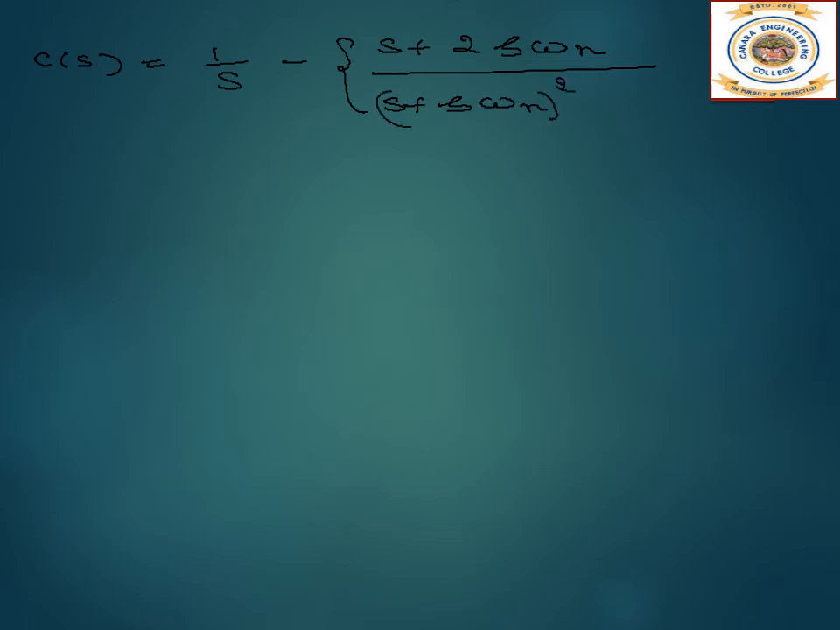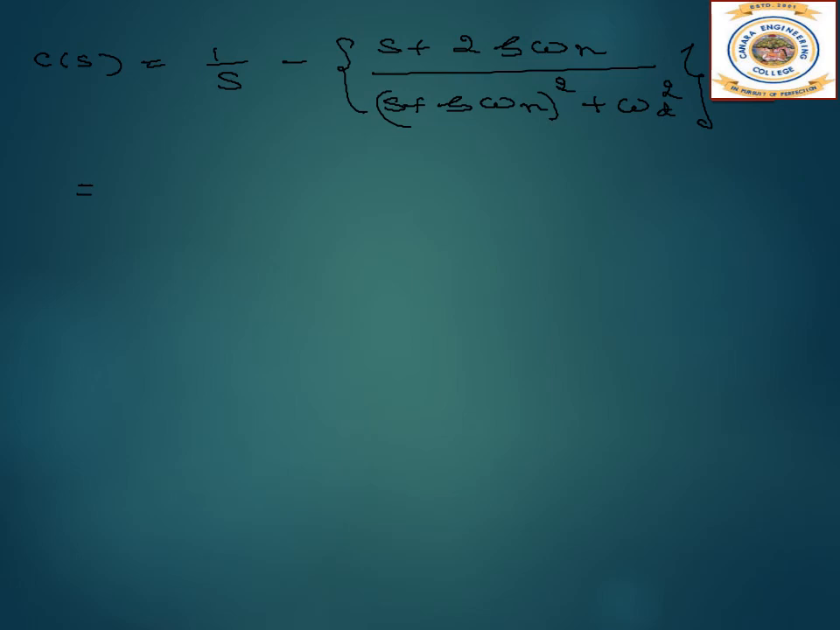So let us write now C of s equal to 1 by s minus, so we have (s plus 2 zeta omega n) whole divided by (s plus zeta omega n) the whole square plus omega d square. Now again further splitting it up. See here, if I directly take the Laplace inverse of 1 by s, I'll get it as 1.